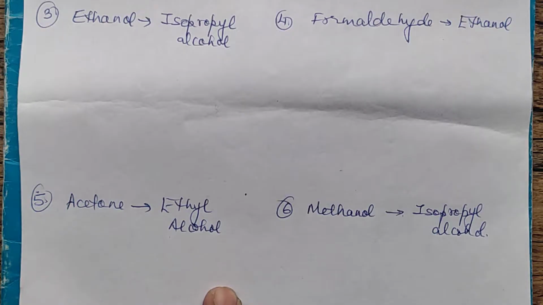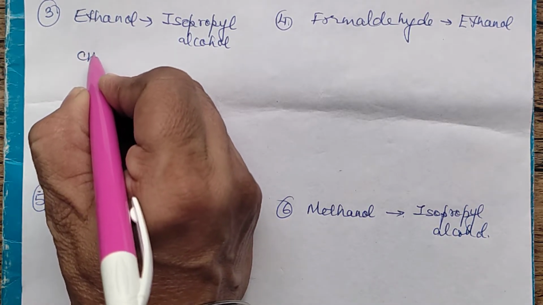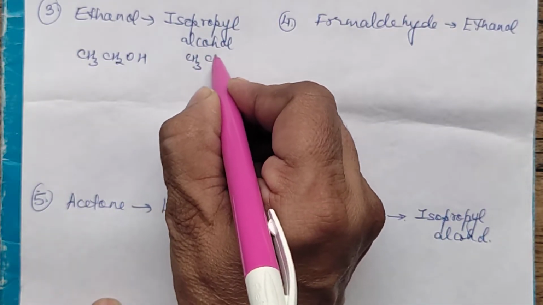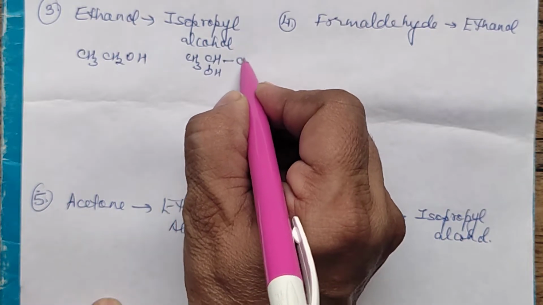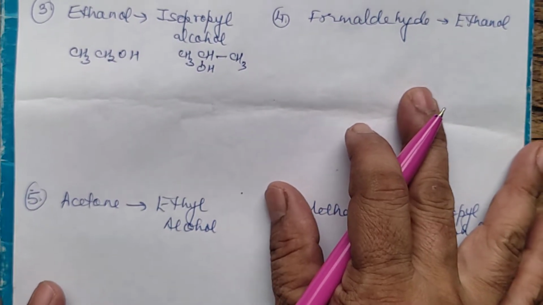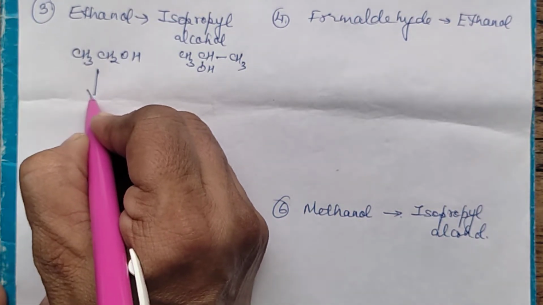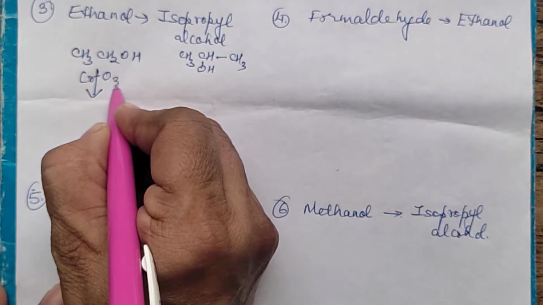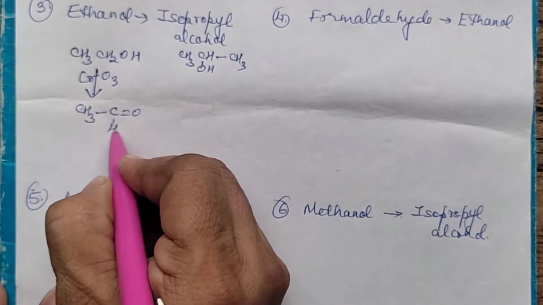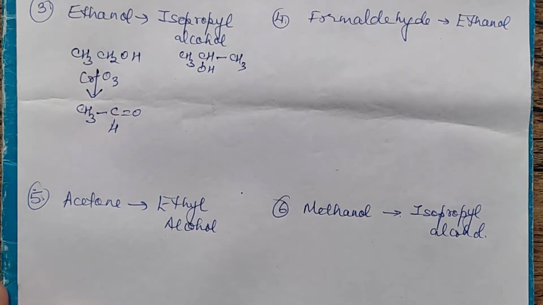Okay. Moving on to the next conversion, which says ethanol to isopropyl alcohol. Ethanol, 2 carbon alcohol. You are preparing isopropyl alcohol. Isopropyl means at 2 carbon you have OH and the total number of carbon atoms are 3. Right. So what you can do is, there might be some other ways, but I am telling you one of the way. You can first oxidize this in the presence of CrO3. Prepare acetaldehyde, CH3CHO. CrO3 will oxidize primary alcohols to the aldehyde.